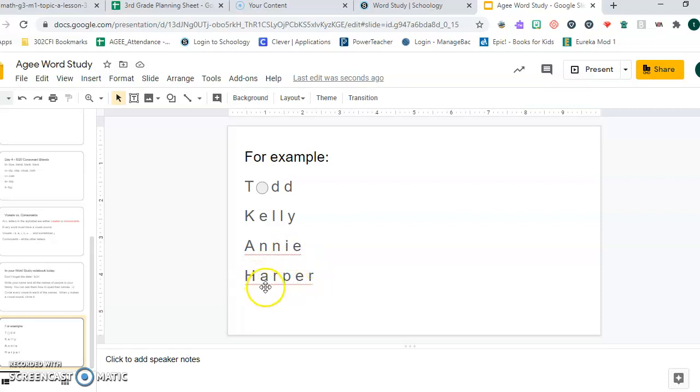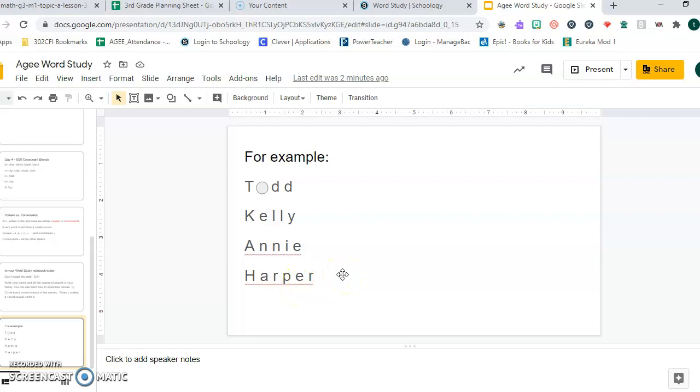And in Harper's name, the sound for the H would not get circled because it's a consonant. Now, AR is kind of tricky. It makes R, but it's what we call an R controlled vowel. A would still get circled here. A is a vowel. And then ER is another R controlled vowel, but the E would still get circled because it is one of the five main vowels.